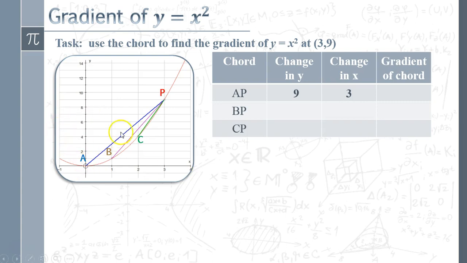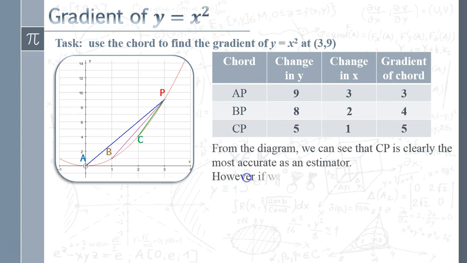So AP, that chord there, that distance there is 9, that distance there is 3, and so the gradient of the chord is 3. The BP, again, we're looking at the triangle here. So we've got 8/2, that was the one from the previous slide, and CP, there's the figures again. So we can see each time, each line, the blue line, then the purple line, then the green line, they're getting steeper, and you can see the green line, the green chord, is much, much closer to the curve than the other two. So it is the best estimator. But I've got to be honest, it's still not particularly good. So let's just continue this process and go a little bit further in.